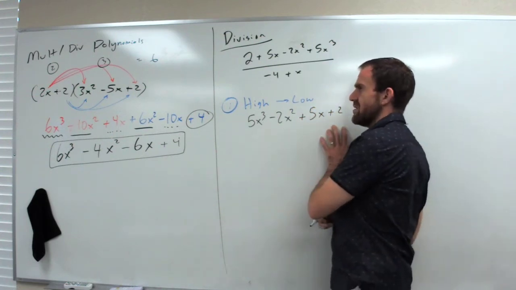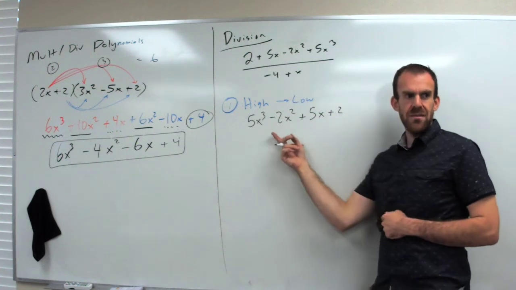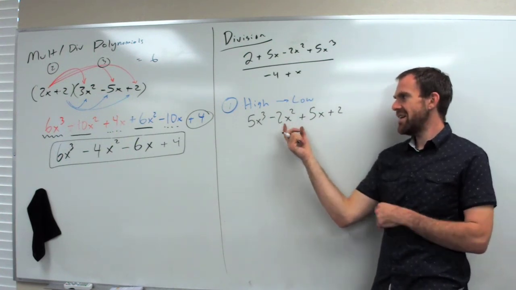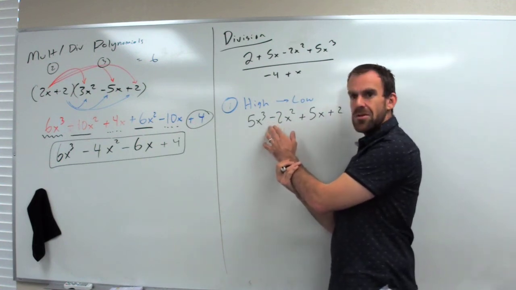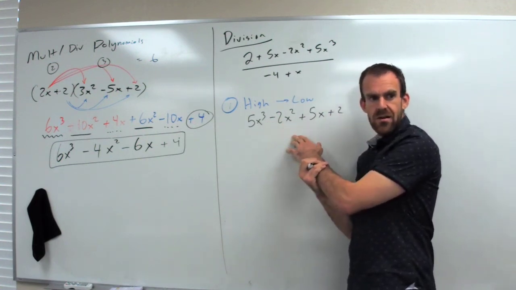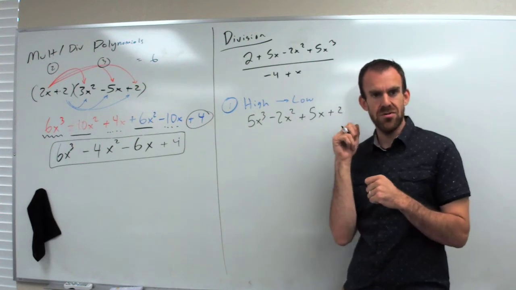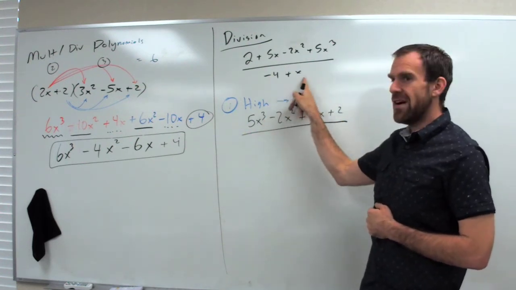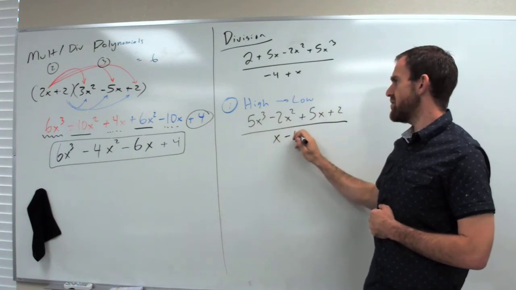The high to the low. Always put them in order. If you're missing some, include them anyways. So let's say I didn't have the x squared here, I would do plus 0x squared. Okay, you have to have every term between the highest power and no power. This is divided by, if I sort these high to low, x minus 4.